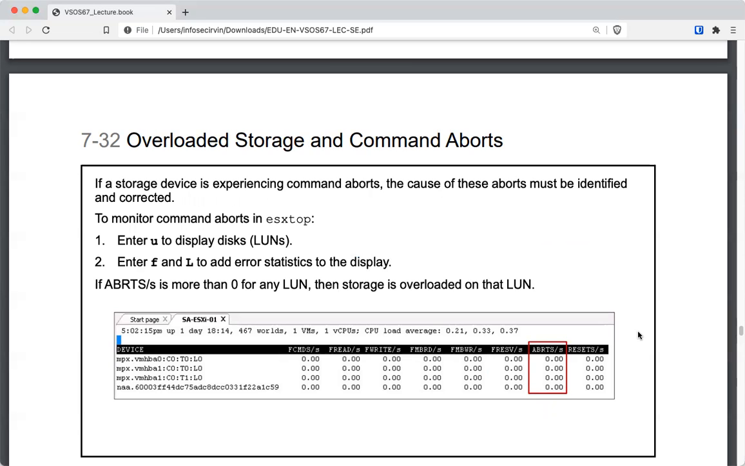If a device is receiving command aborts, that is something that you'll need to identify right away and correct. If you see the aborts higher than 0, then you know your storage is being overloaded. That is not a good thing.